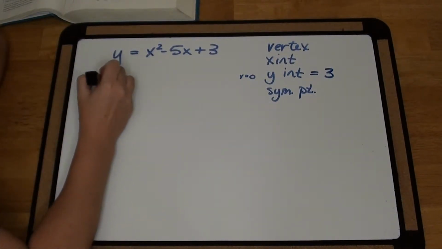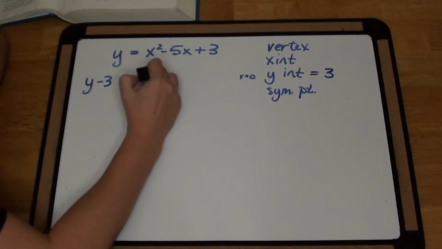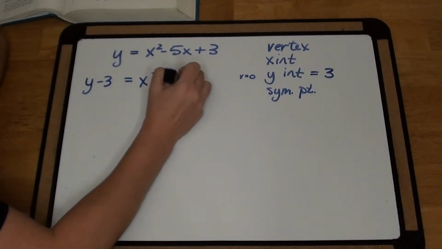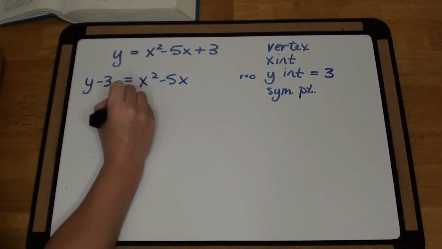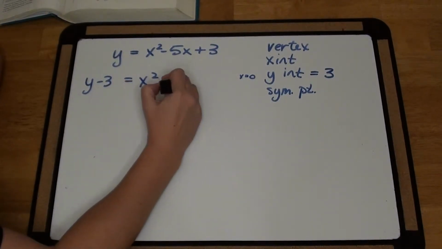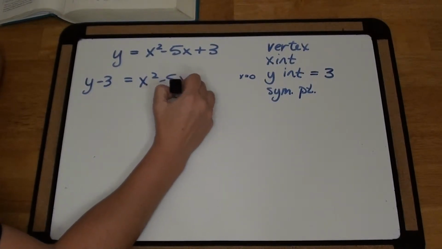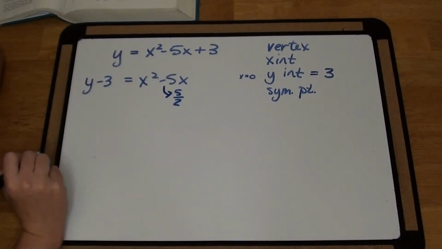I'm going to say y minus 3 equals x squared minus 5x. I need to complete the square. So my coefficient in front of my x is 1, so I'm golden. Now I'm going to take half of this, which is 5 halves. Always work in fractions when you're completing the square. Do not move to decimals. Fractions are your friend, unless I tell you specifically to use your calculator and use decimals. Do not use decimals, use fractions.